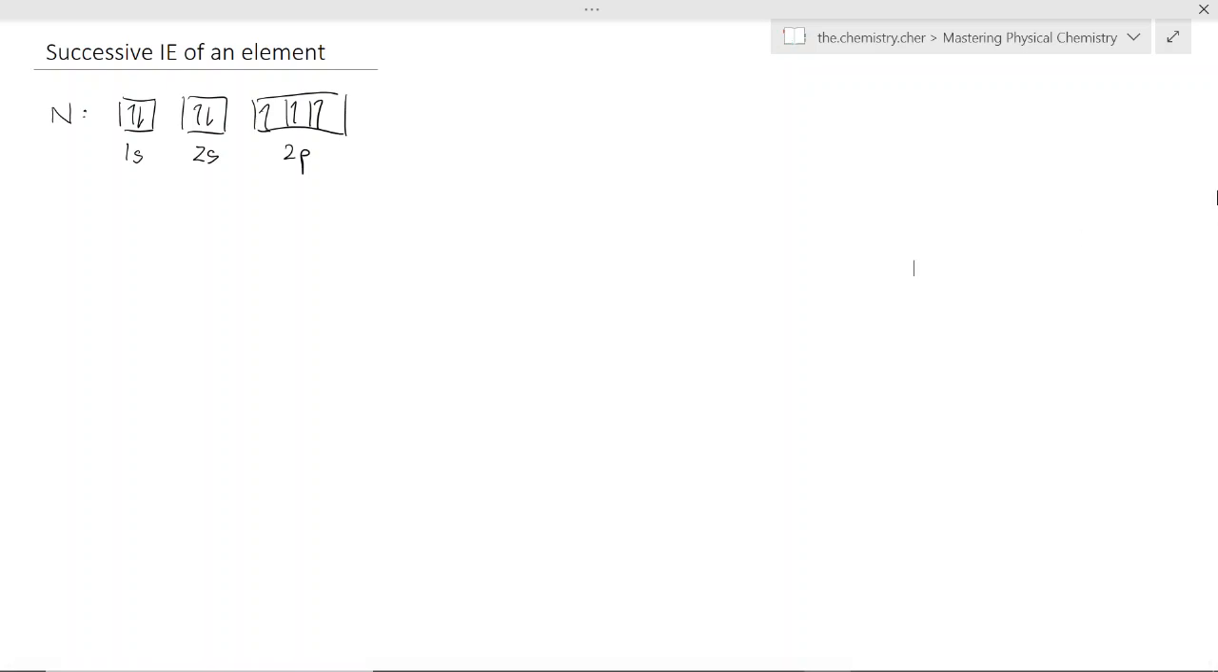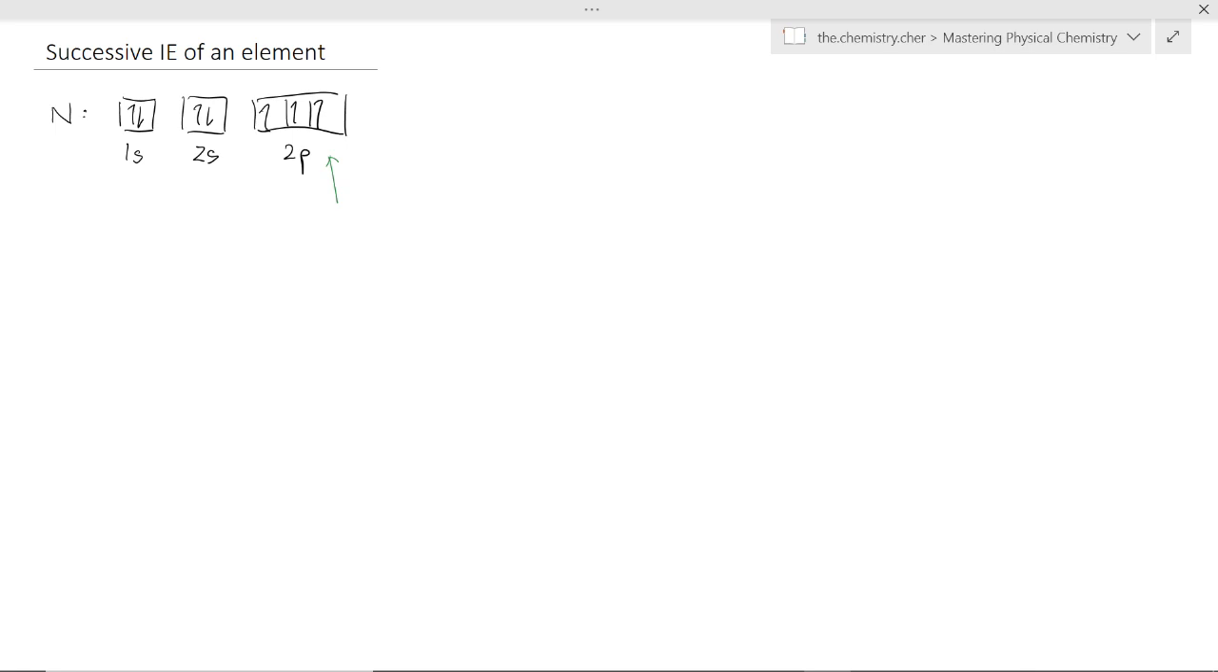Hi everyone, in this video we are going to talk about the successive IE of an element. This is not to be confused with the IE of successive elements, where we are looking at the first IE, second IE, third IE, etc. of elements with increasing proton numbers. Instead, this is the same element and we are going to take out electrons one by one, all the way from the orbital with the highest energy to the ones inside, to the inner shells.